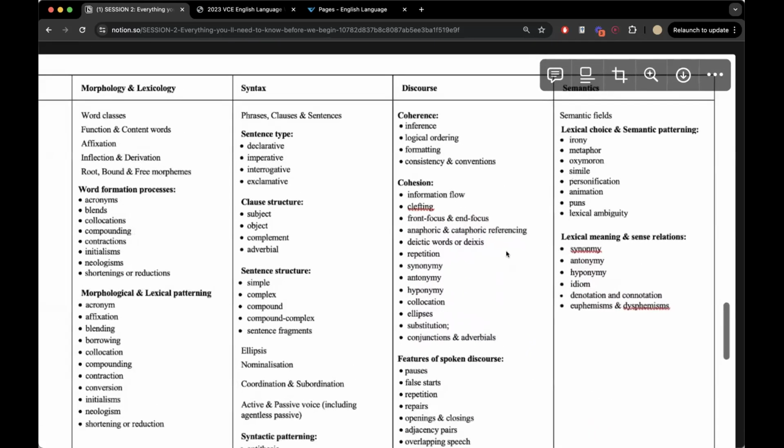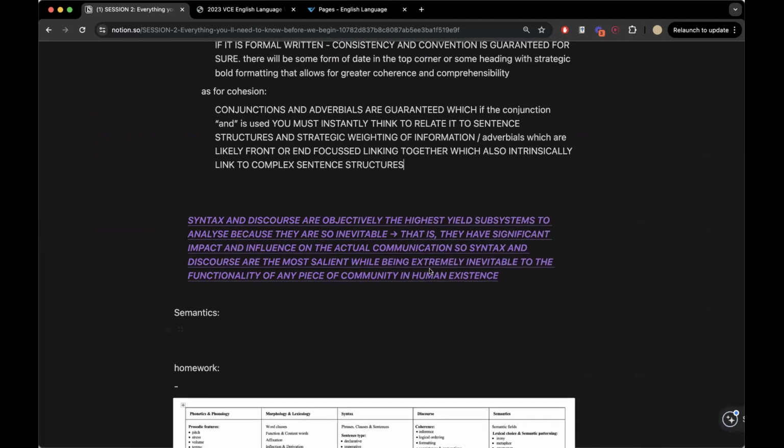Now, anaphoric and cataphoric referencing are pretty high yield and come up pretty often. Repetition and some form of hyponymy is, because they're probably going to use words from the same semantic field that have some form of hierarchy, right? So anaphoric, cataphoric, repetition, synonymy if they variate the same words multiple times across a formal written text, quite standard, quite expected.